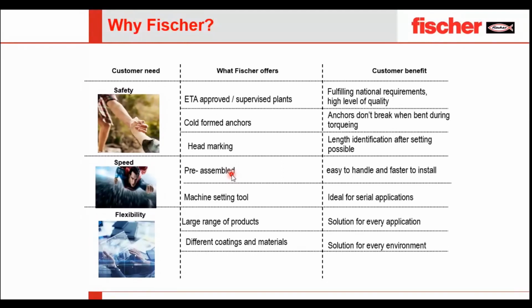The second thing is speed. It means we have pre-assembled hangers and also a machine setting tool for the proposed hangers. The third thing is flexibility. It is not one product or two products. We have a large range of products according to the different substrates or different materials. And also according to the coating and materials, like we discussed last time, if anything has to work in corrosion, we do have that coating of materials. If it should be for indoor applications, we do have that.